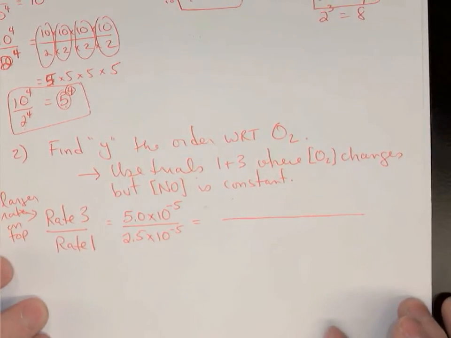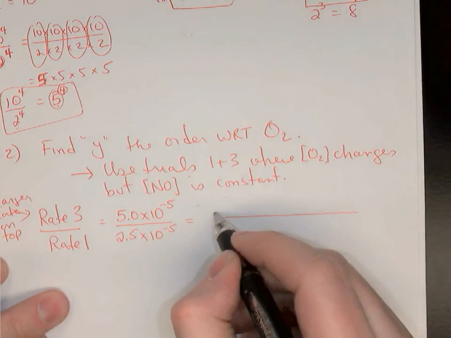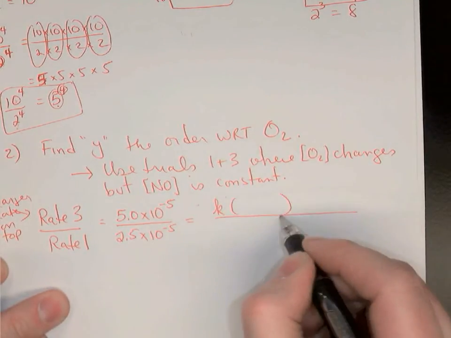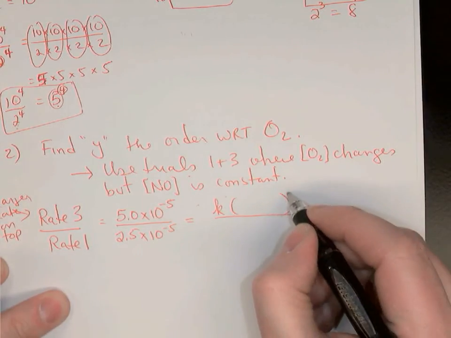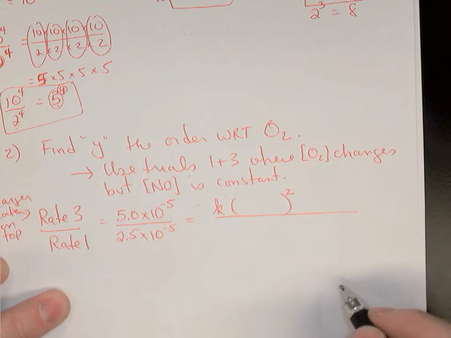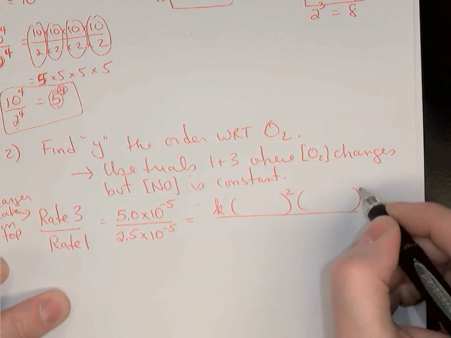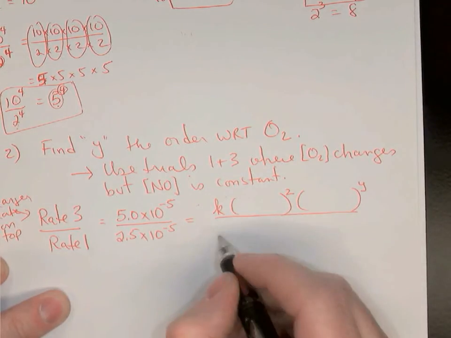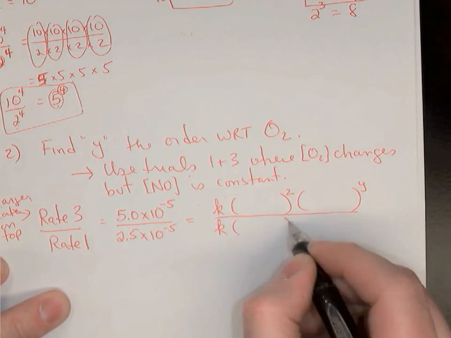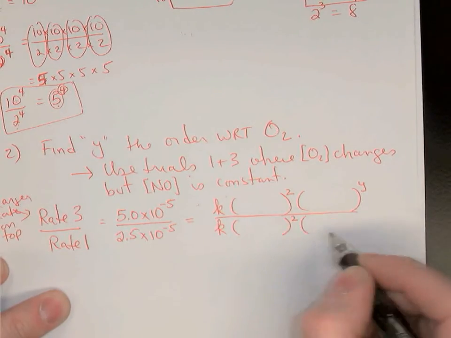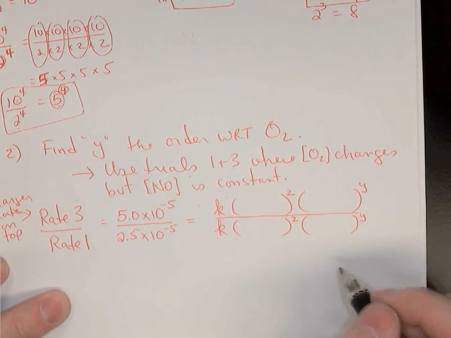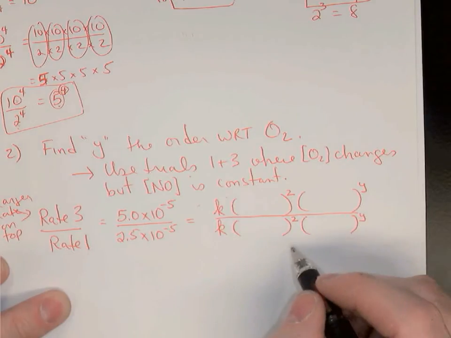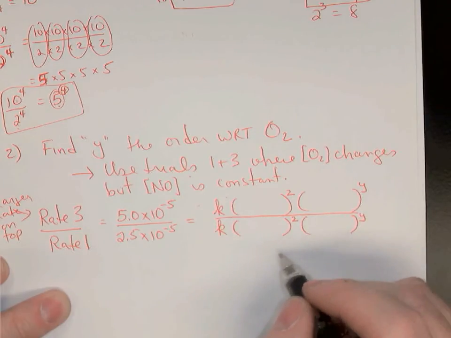And let's do that same little trick, equals k times something. Now, I'm not going to put to the power of x here, because we've already determined that x is a 2, so I'm going to put to the power of 2, times the concentration of oxygen to the power of y. And on the bottom, k times the NO concentration squared times the O2 concentration to the power of y. Look back at the table for trial 3 and put the 2 concentrations on the top, and in trial 1 put the 2 concentrations here on the bottom.